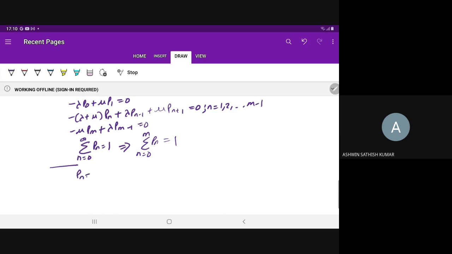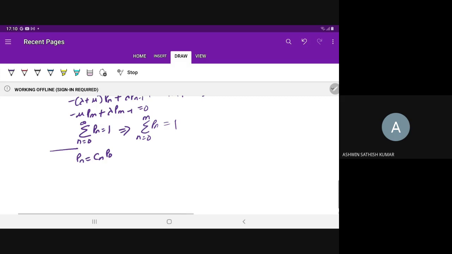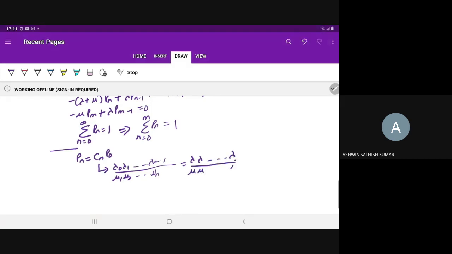So we know what pn is. Pn is equal to Cn into p naught, where Cn is, the approach is exactly the same, lambda naught, lambda 1, up to lambda n minus 1 upon mu 1, mu 2, up to mu n. And we know that all the lambdas are lambda and all the mus are mu, which can be written as lambda upon mu to the power n, or you can say rho to the power n. So this becomes rho to the power n p naught for n is equal to 1, 2, up to m.